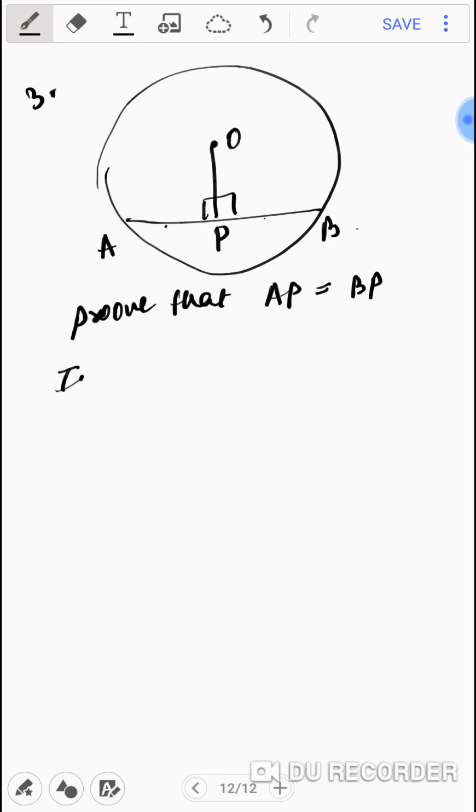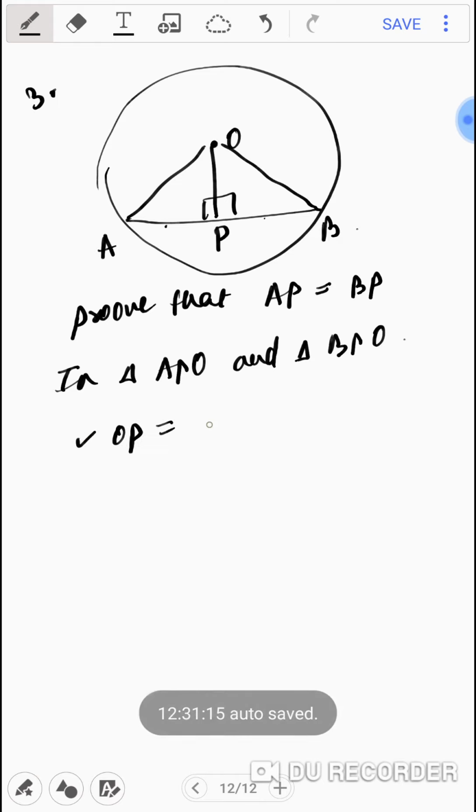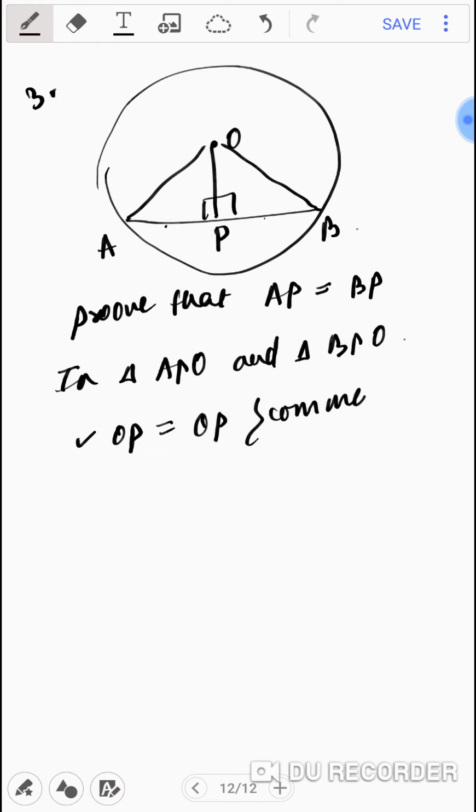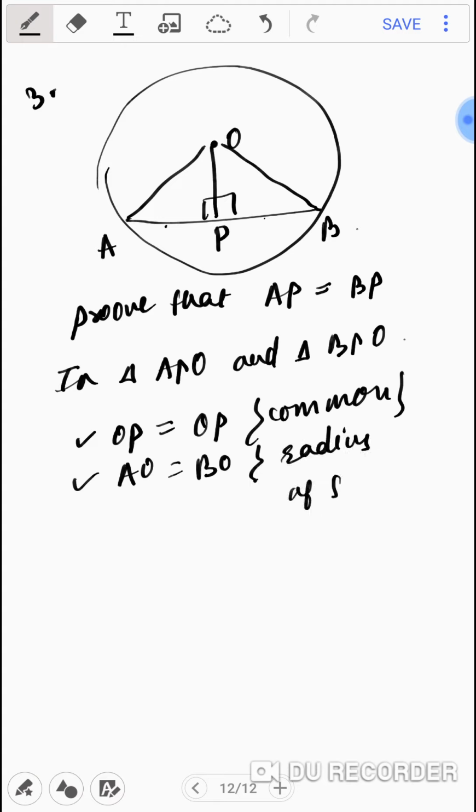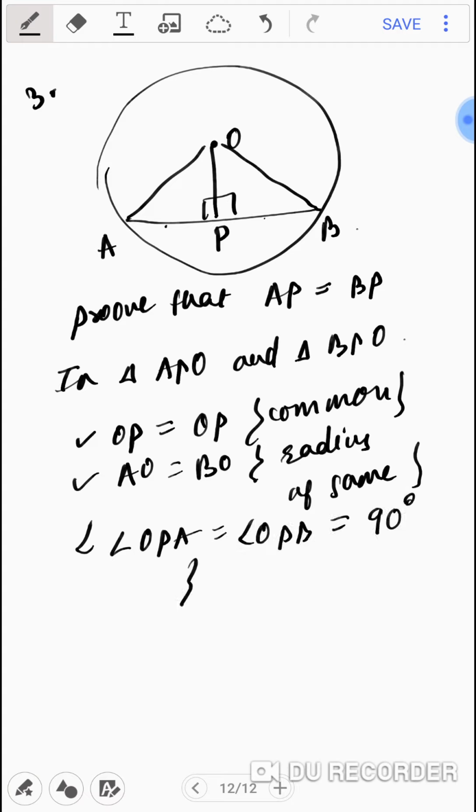Now in this you can join AO and OB. And which triangles you will take? Again same, triangle APO and triangle BPO. Which three reasons you can give? OP is equal to OP because it is common in both the triangles. Then you can take AO is equal to BO. Why? Because the radius of same circle. And then you can take 90 degree, that is angle OPA is equal to angle OPB is equal to 90 degree because OP is perpendicular to AB. It is given in the problem.